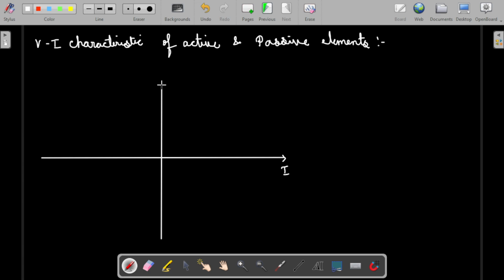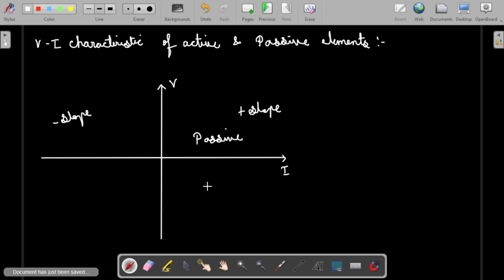So I is on the x-axis and V is on the y-axis. So if we think here, the slope will be positive, both on the positive side, right? So here the slope will be positive. Here this will be negative. So here, even if one term is negative, then the slope is considered negative. So when the slope is positive, that will be considered a passive element. When the slope is negative, so here also it will be negative. So this will be considered an active element. So here both are negative, so this will also be considered a passive element.